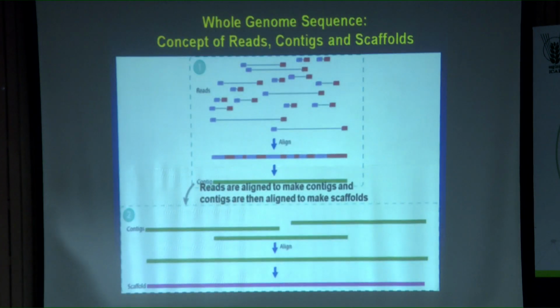Next. Now, if you want to do the whole genome sequencing of an insect, then three different terminologies come up. You may always encounter these terminologies. These three terminologies are reads, contigs and scaffolds. So, if anybody is working on the whole genome sequencing aspect, you may encounter this kind of terminology. So, what are these things?